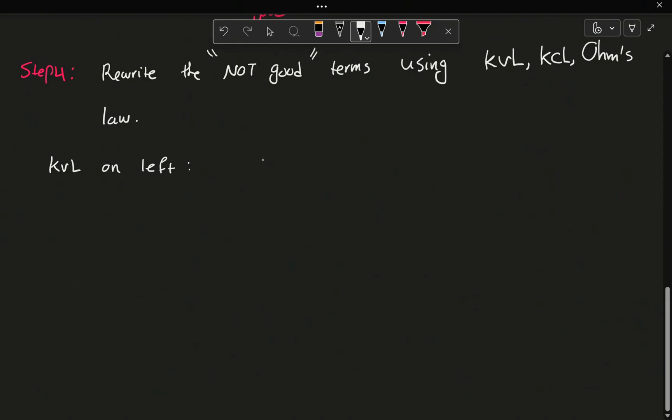Let's write it down here. Negative ER1, negative EC plus EN equal to 0. And you have a pretty good idea that you can rewrite this ER1 using Ohm's law. So let me just go back and do the substitutions at the end.